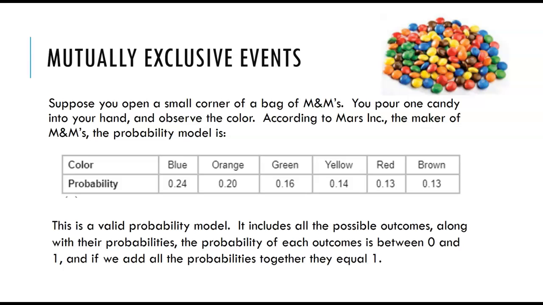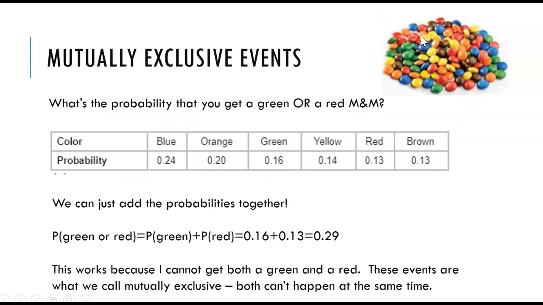So it looks like red and brown are the least likely colors to get, while blue is the most likely color to get. This is a valid probability model. It includes all the possible outcomes along with their probabilities. The probability of each outcome is between 0 and 1, and if we add all the probabilities together, they equal 1. All of these things need to be true to have a valid probability model.